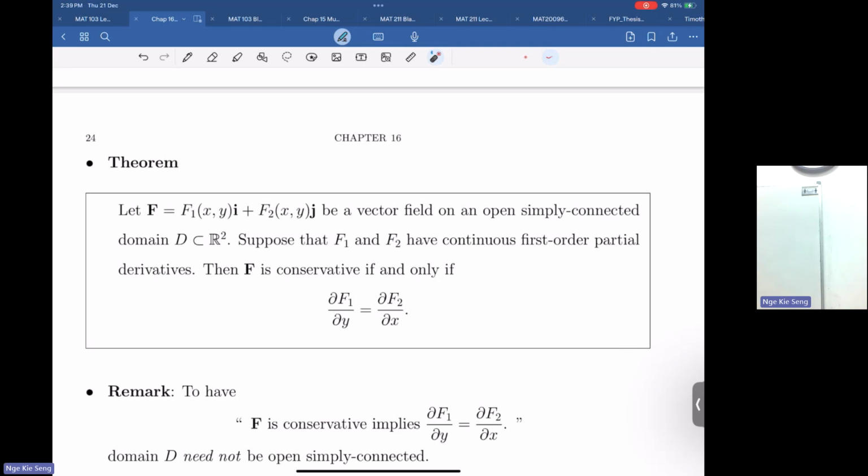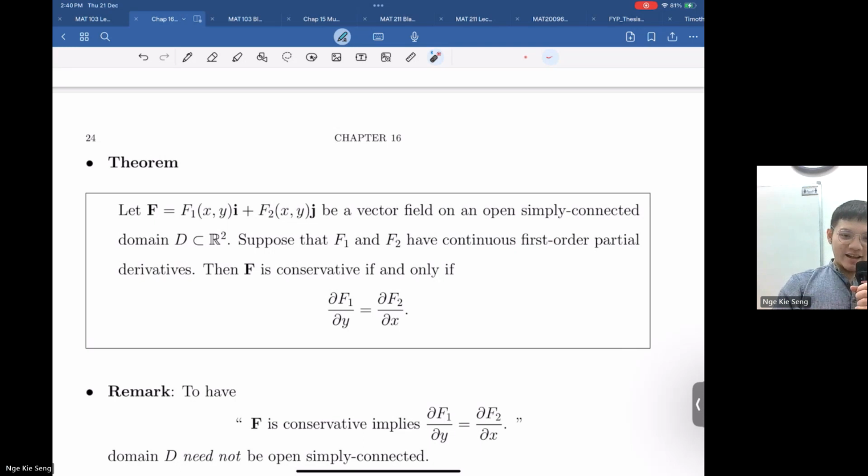Okay, you can notice that these two variables kind of swap position, because f1 is the x component, f2 is the y component, but we test it with the opposite variable. Okay, only if these two are equal, then F is conservative. So you wonder, hey, where is this open simply connected involved? It's involved in the proof, but we don't care about the proof.